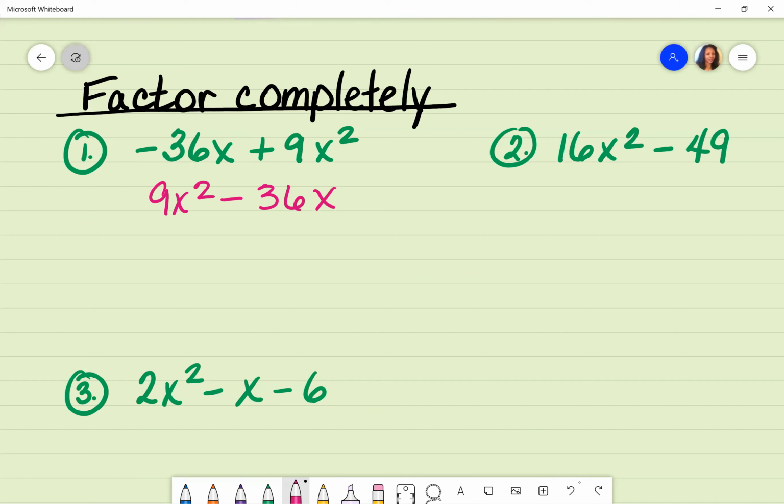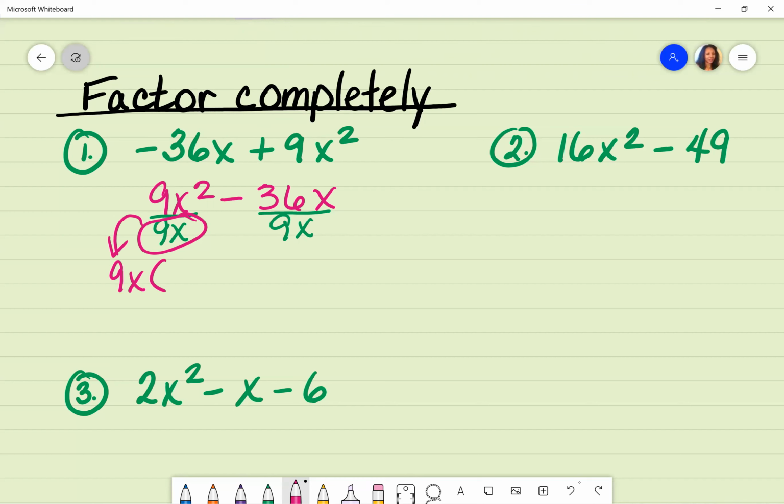My second step is to factor out any kind of greatest common factor that I can see between the two. What I see is I can divide both of these by not only 9, but also by 1x, so 9x. What I take out or what I divide by, that goes in front of my parentheses. So whatever this is, it's in my answer. It's going to go out front of the parentheses.